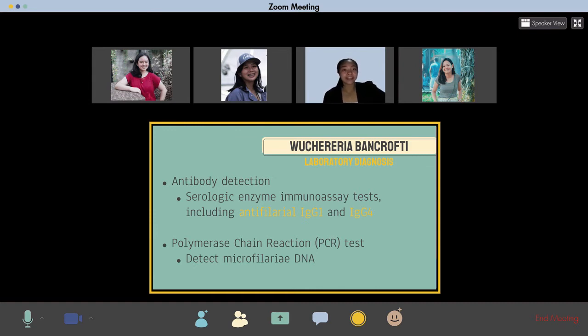So for the polymerase chain reaction or PCR test, the PCR test is done if the individual has a microfilarial infection and to detect microfilariae DNA.